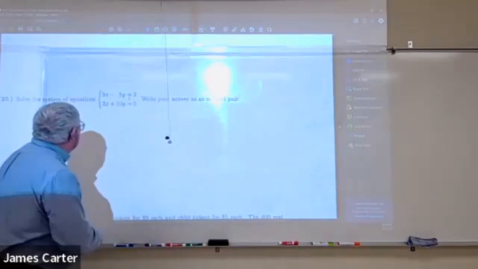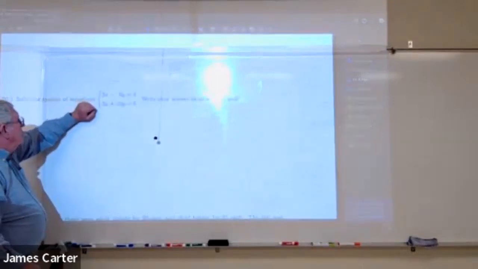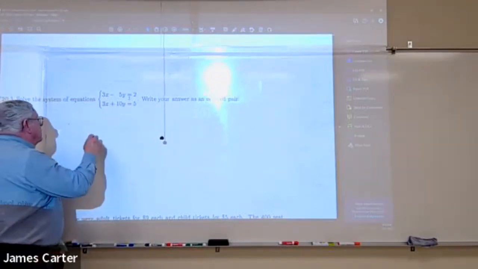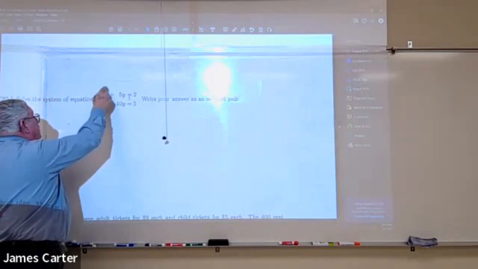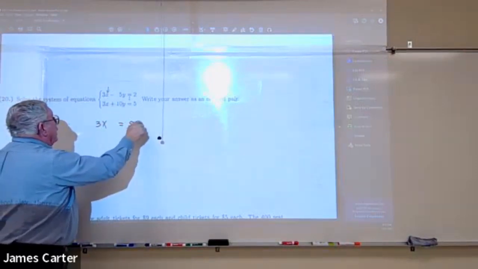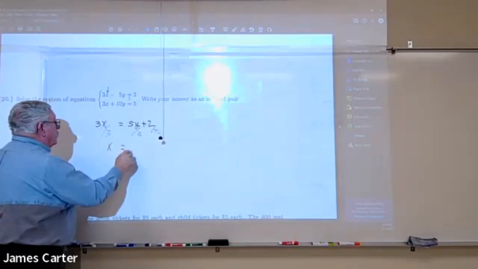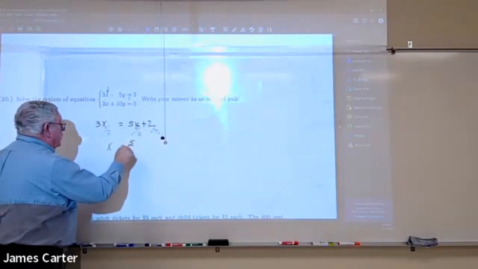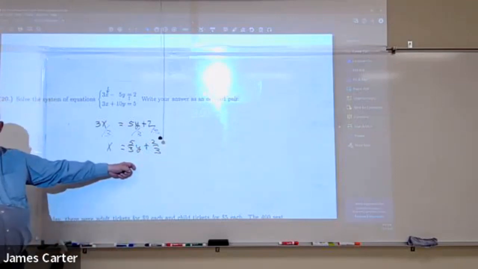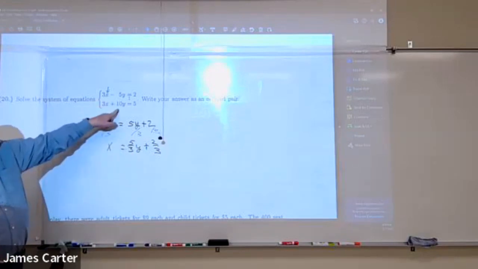This one is not going to be particularly pretty. Wow, this is going to be particularly ugly no matter how I do it. I would never work this one by substitution. Look what happens if you try to isolate this x. You get 3x equals 5y plus 2. Divide everything by 3. x equals 5/3 y plus 2/3. That's an ugly substitution value. I mean, you can do it, then substitute that into this one.